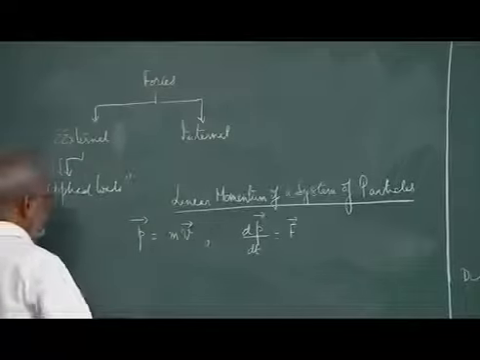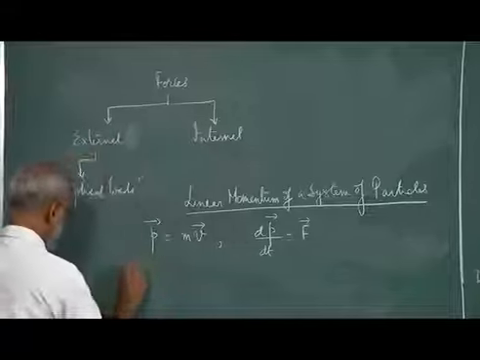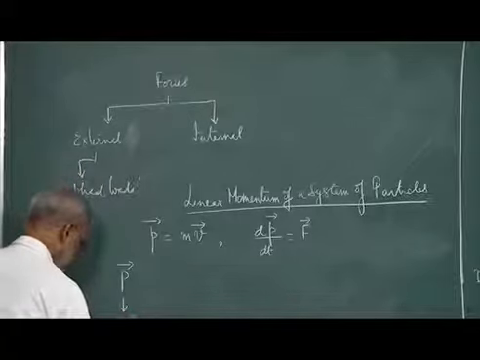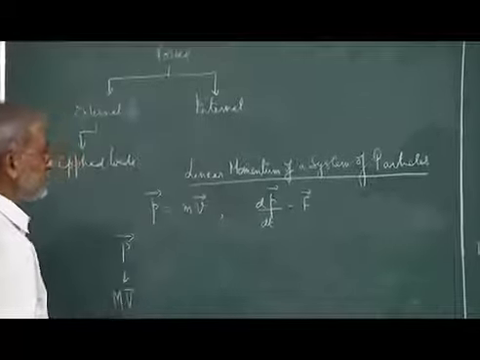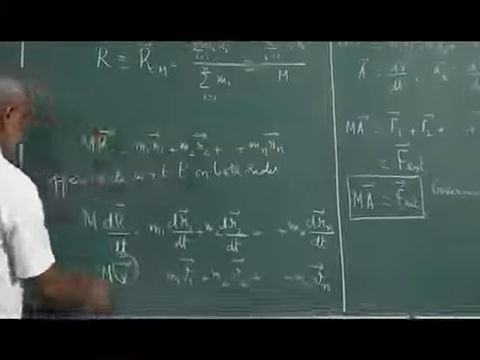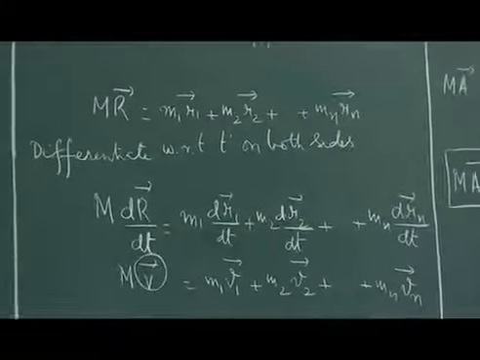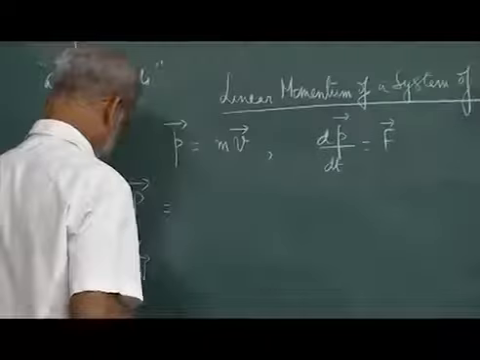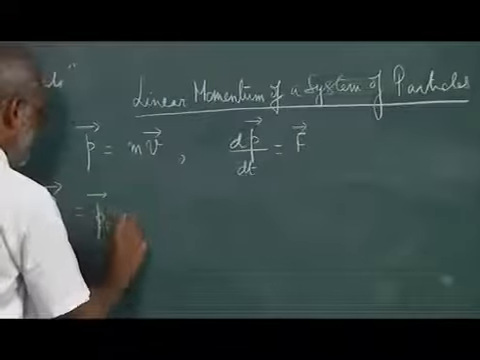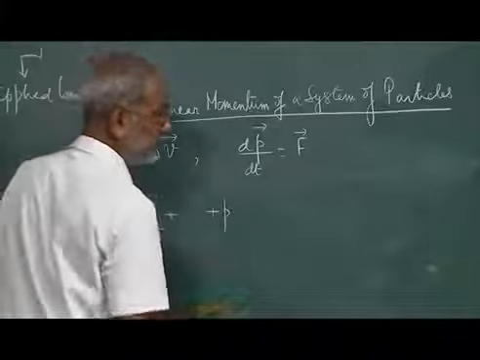So the linear momentum of a system of particles is already defined as capital P, which is the same as the sum of m into v. Remember, this is the terminology we have used in this equation. In fact, this equation represents momentum conservation. Just for the sake of clarity, I am writing again: this is nothing but m1 v1, which is the p1 vector, plus the p2 vector, plus the pn vector.